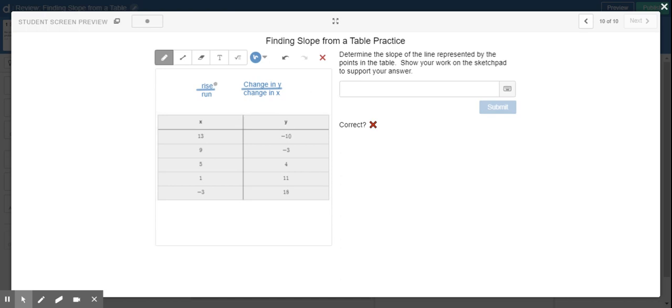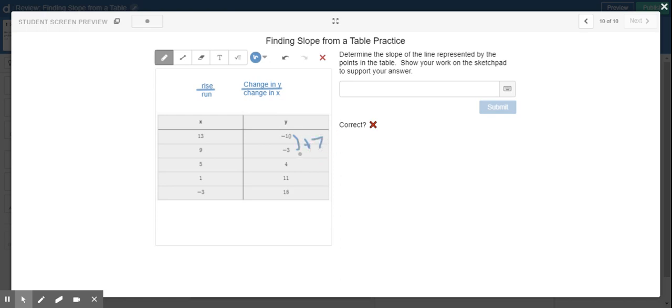So first thing I need to do is figure out how much it's rising, or how much it's changing on the y. So I'm going to look down the y side here and try to determine how much it's changing by. So it's going from -10 to -3. I know 10 to 3 is a difference of 7. So I just need to decide, is it increasing or decreasing by 7? So it's a -10 going closer to 0. So it's increasing. So I can say this is +7.